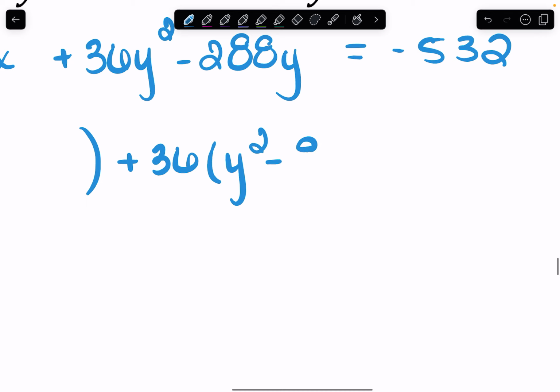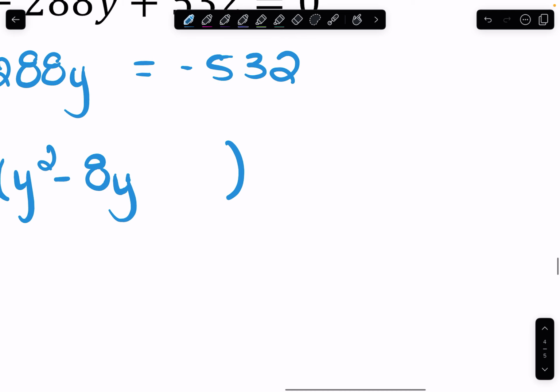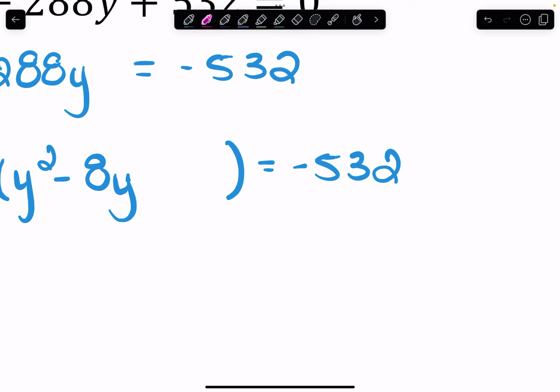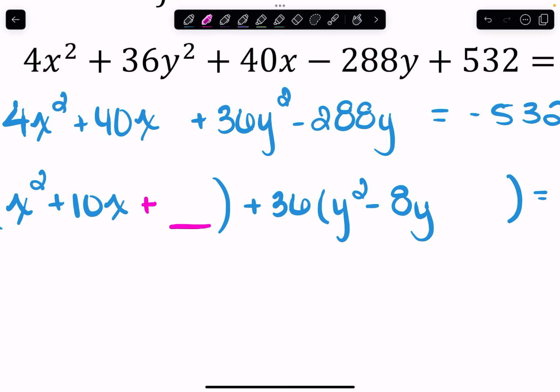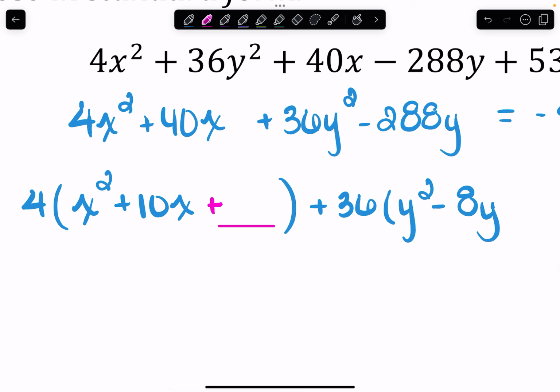Just be careful, it does have a minus sign. And then I'm also going to leave some room in there to finish completing the square, and then negative 532. All right, so what we're going to do is add something inside to force that x portion to factor as a binomial squared. But when we add on the left, we also have to add on the right. Just remember, it was also multiplied by 4, so we've got to do both of those things.